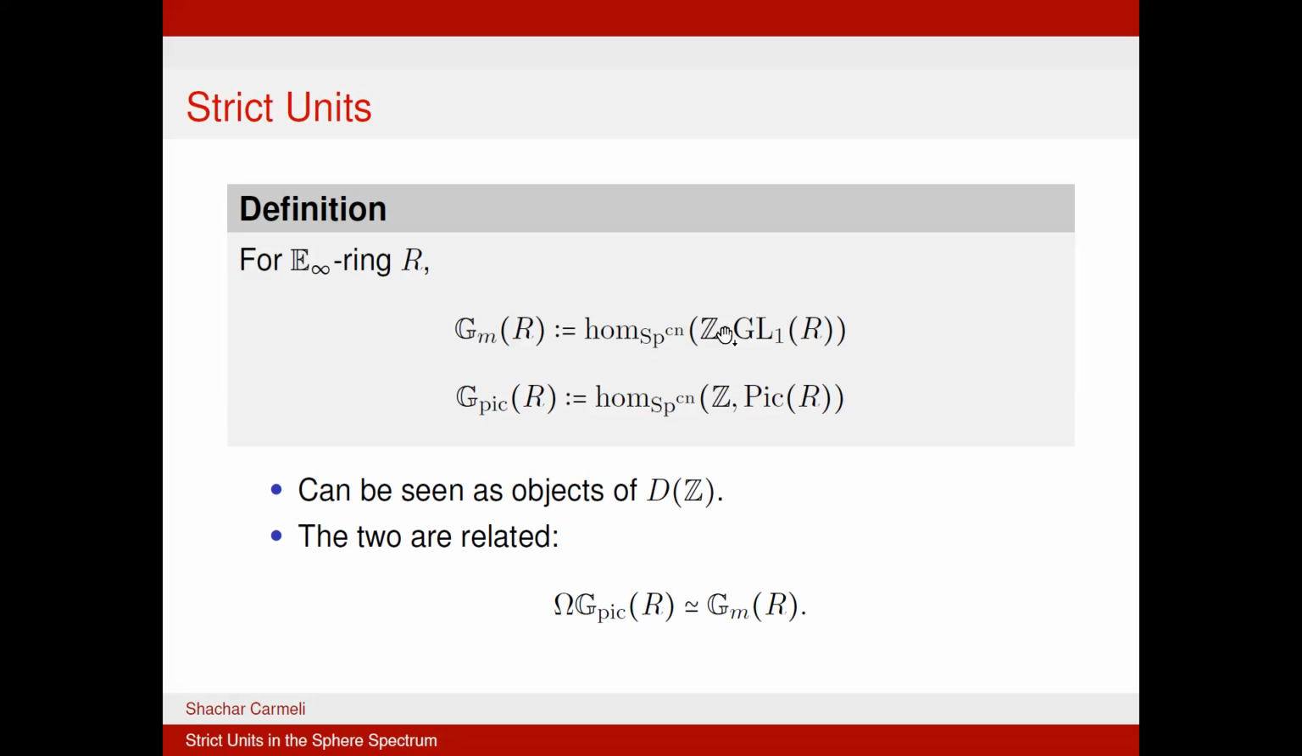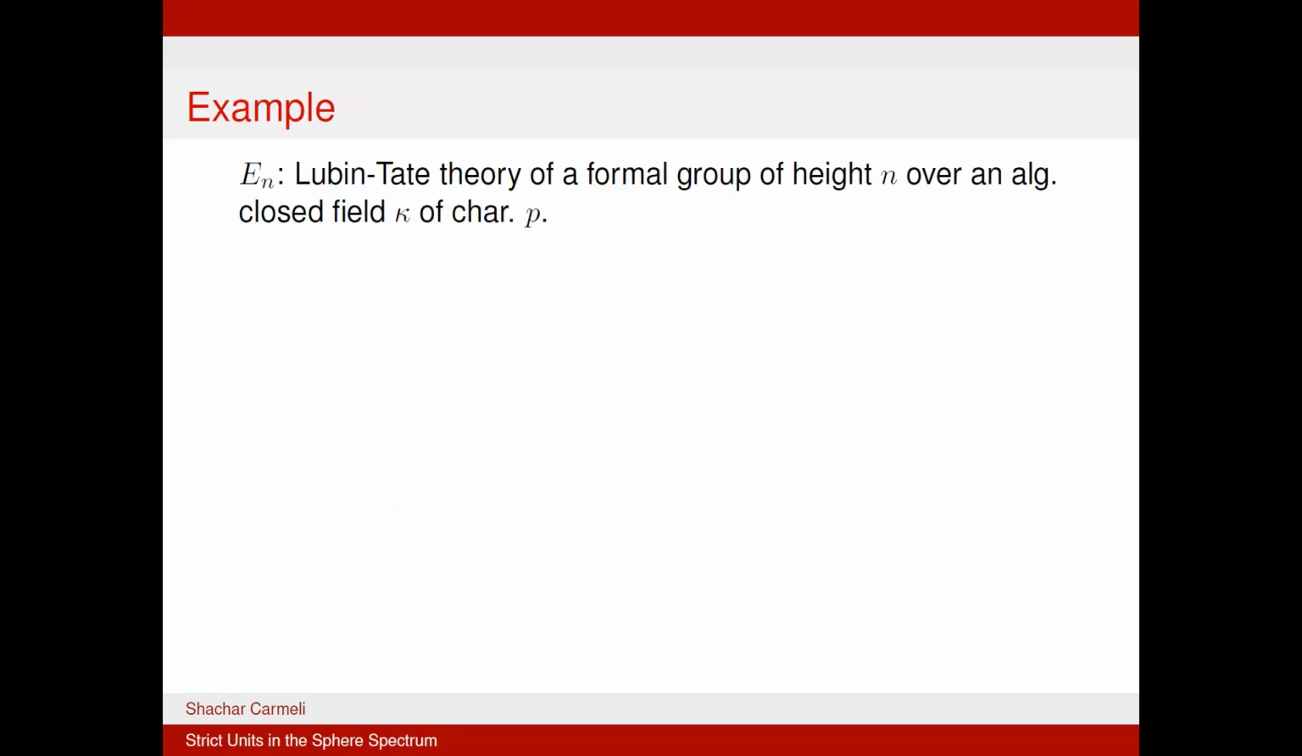In particular, if you remember GL1, the homotopy groups of GL1 of R are like pi0 is just R cross, and all higher homotopy groups are the same as of R. But GM of R is going to be very different from maps from Z to R itself. So it's a way to distinguish those spectra, although they have very close homotopy groups. So here is a first example of a computation of the strict GM.